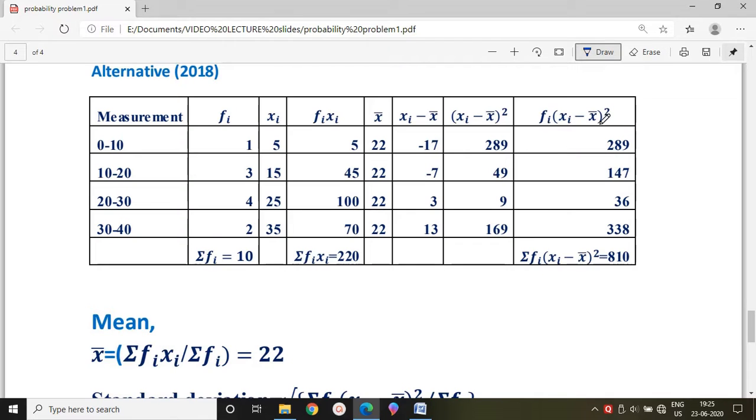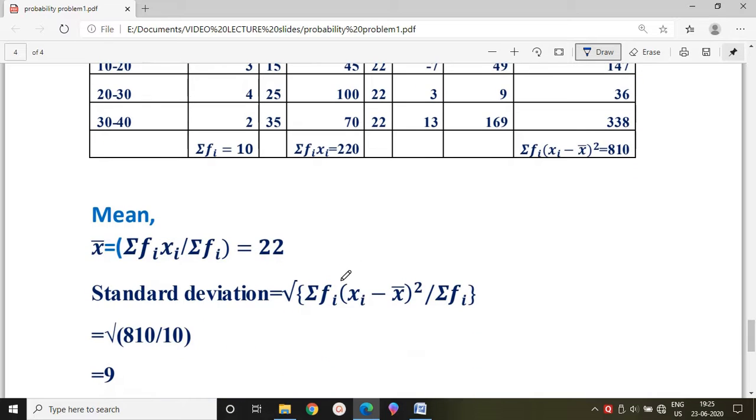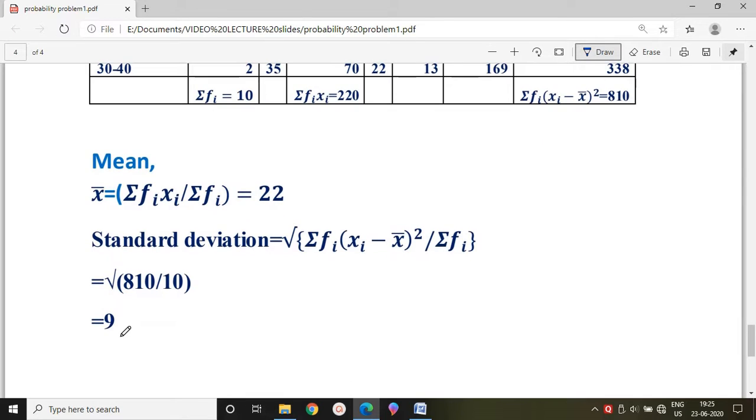Next, you multiply xi minus x bar square by fi. So fi is 1, then it will lead to 289. Here you have 3, then 3 into 49. Then you have 4 into 9, then you have 2 into 169. Take the sum of all these, which comes out to be 810. Then your answer is almost coming up. You have sum over fi xi minus x bar whole square coming as 810. Divide it by sum over fi, which is 10. Take the square root and you will get the value 81. 81 square root is 9.